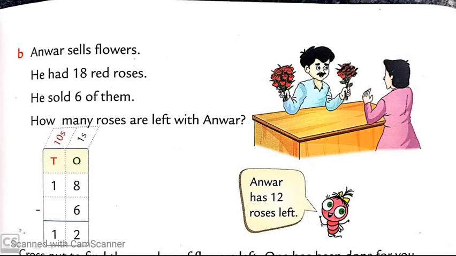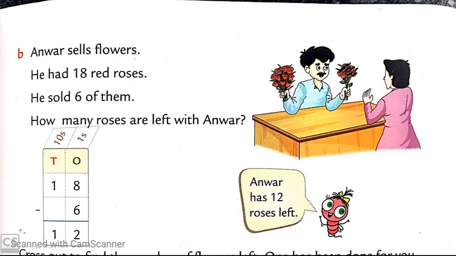Let's see it with the help of sums. Okay, 1, 8, 18. 1 is present in the tens column. Look at this carefully. 1 is present in the tens column, 8 is present in the ones column. And how many roses did he sell? 6. So minus 6, which we should write in the ones column.